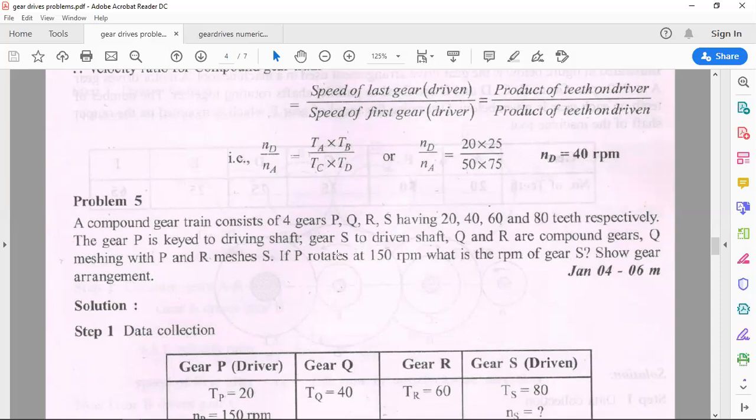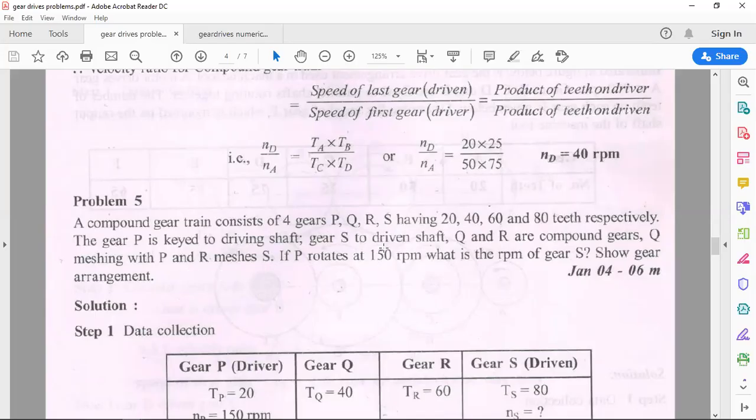Then gear S is keyed to the driven shaft, meaning S is the last driven gear. Q and R are compound gears, meaning both are mounted on a single shaft. Q meshes with P, so P is driving Q, and R meshes with S, so R is driving S.